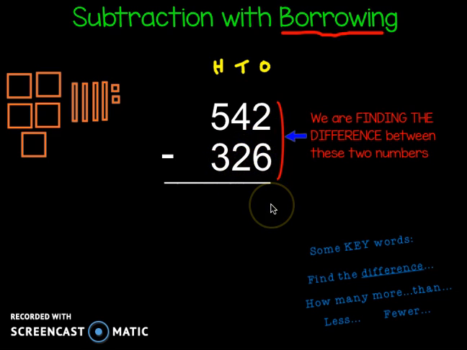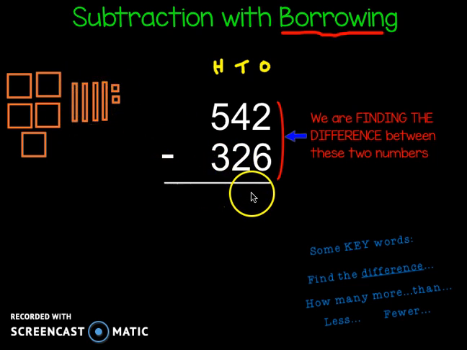So I am going to be pulling out 3 hundreds, 2 tens, and 6 ones from 5 hundreds, 4 tens, and 2 ones. So here's my 5 hundreds. These each represent my hundreds. Here are my 4 tens, and here are my 2 ones. And so I want to pull 3 hundreds, 2 tens, and 6 ones out of this number.